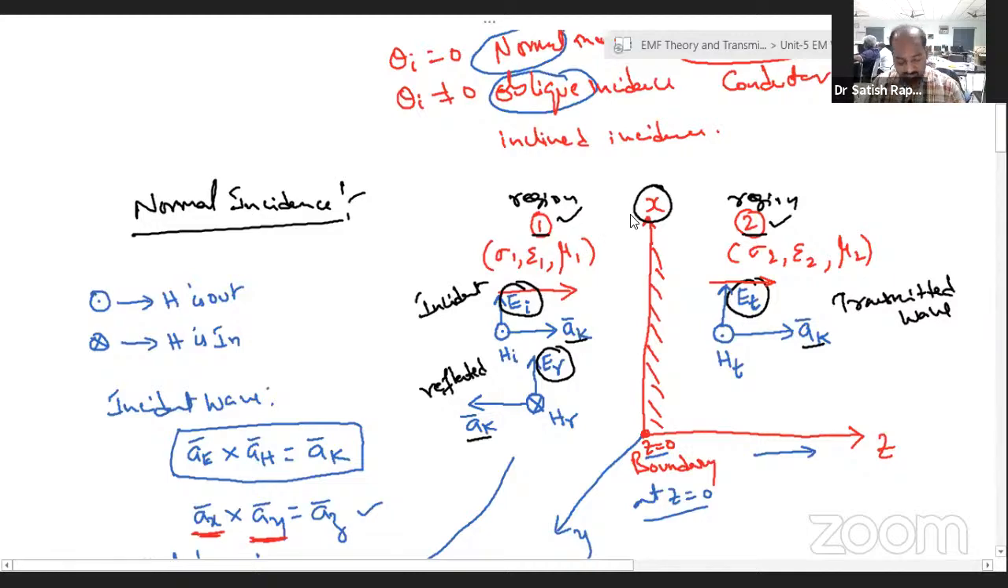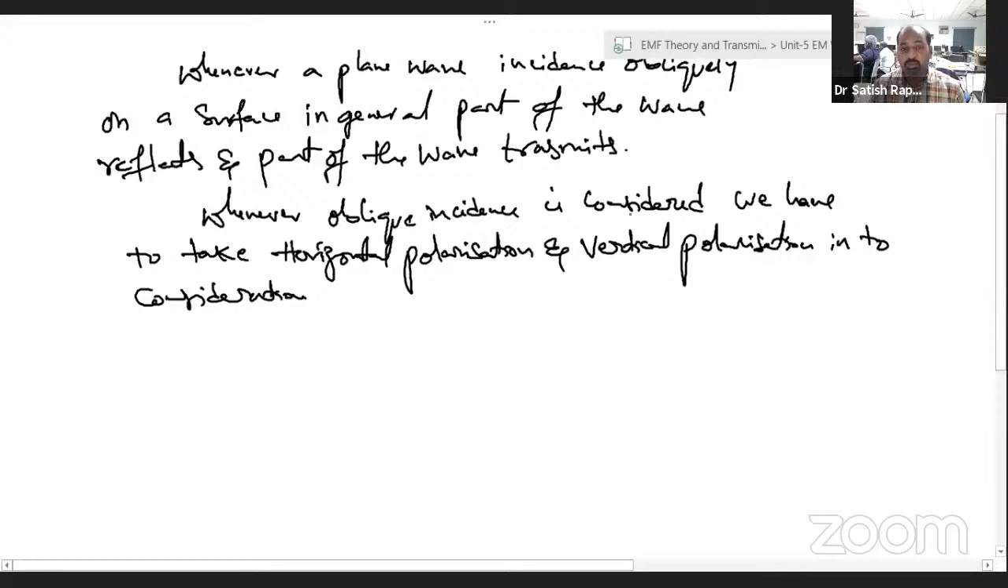Ax bar. But whenever a wave is incident obliquely, we need to consider the direction of the electric field more clearly, right? Because as you know, polarization is defined in terms of the electric field, and it is nothing but the orientation of the electric field in space with respect to time, how the electric field is changing in space with respect to time. That is polarization, right?